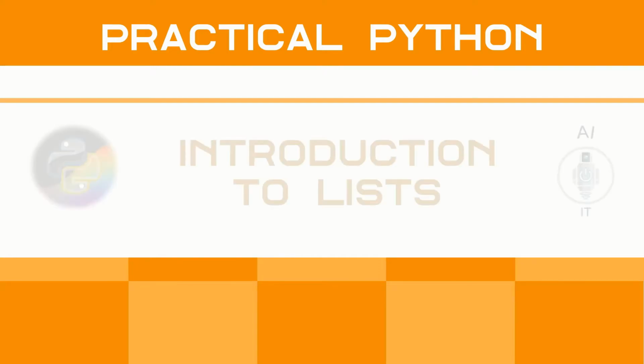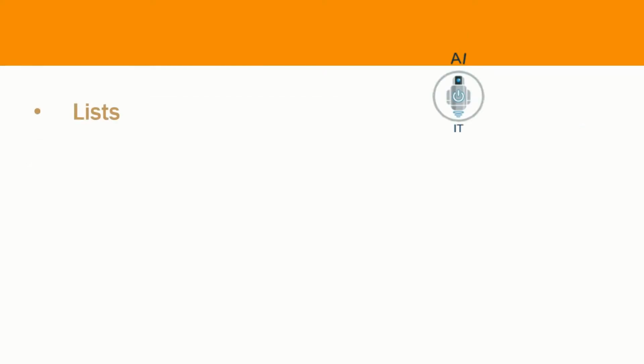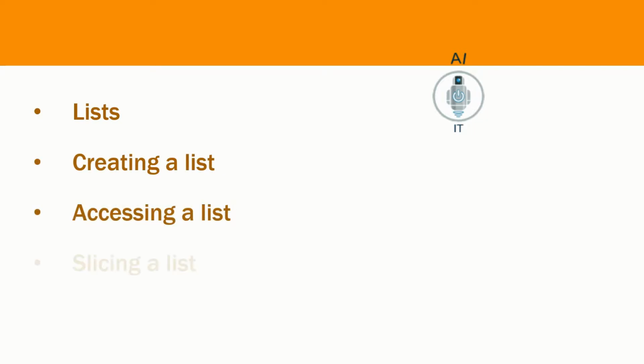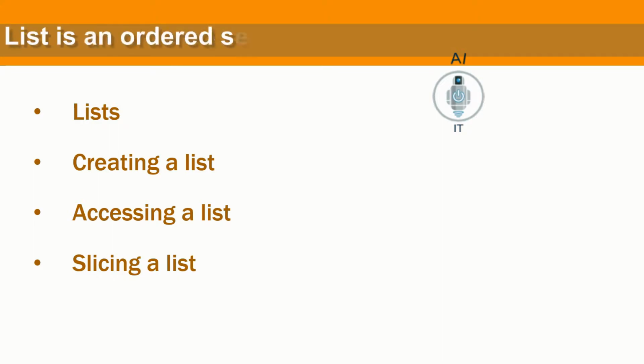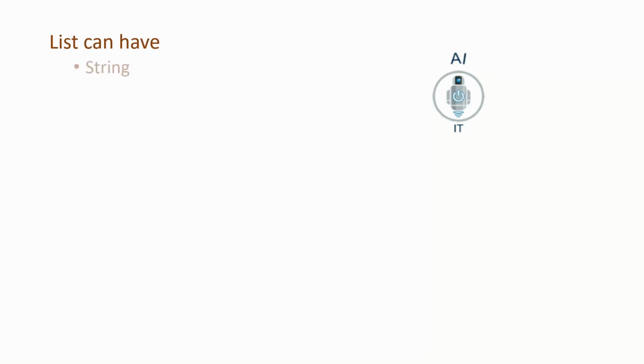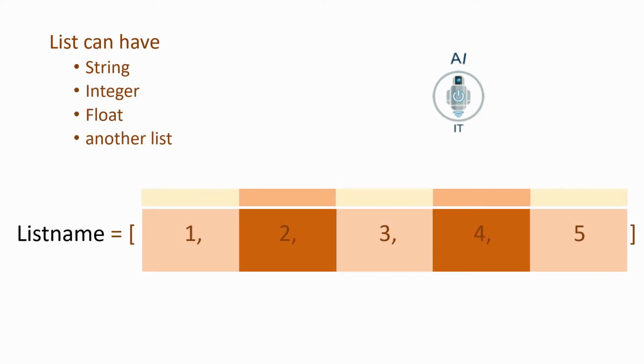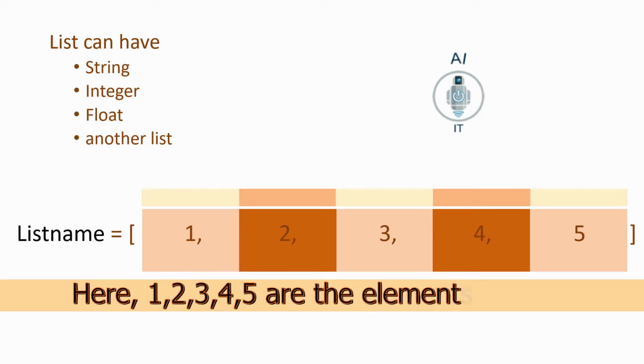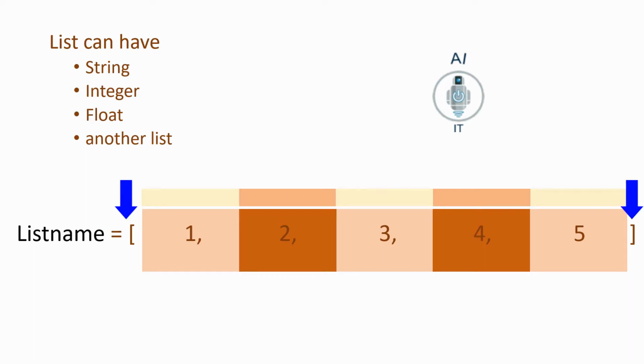In this session, let us learn what is a list, how to create a list, print it, access the list and slice the list. A list is an ordered sequence of items of any data type. It can have items of type string, integer, float or a list itself. The values in the list are called elements or items. A list is enclosed in square brackets and the items are separated by commas.